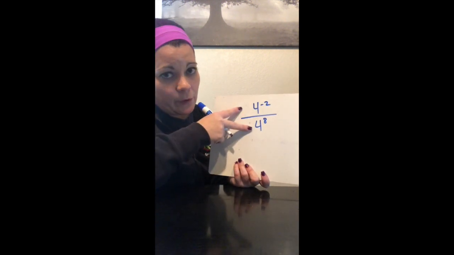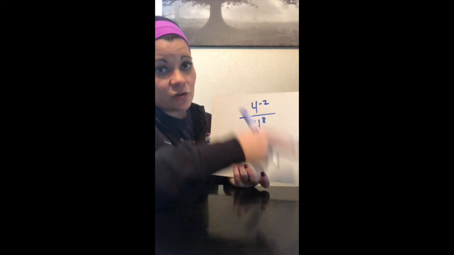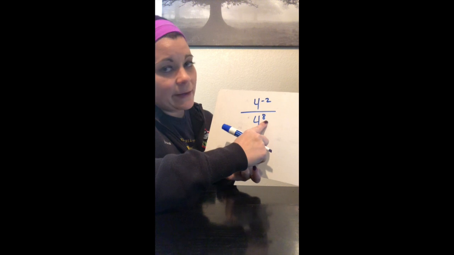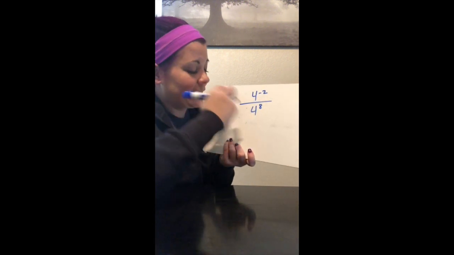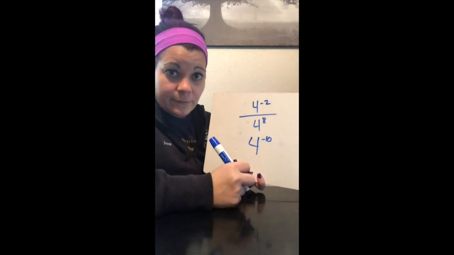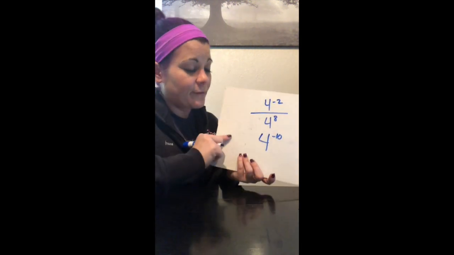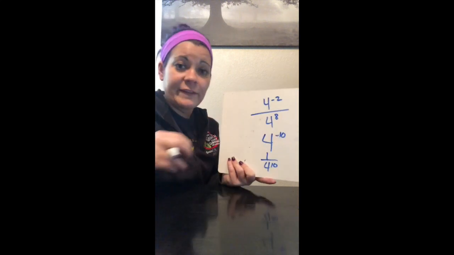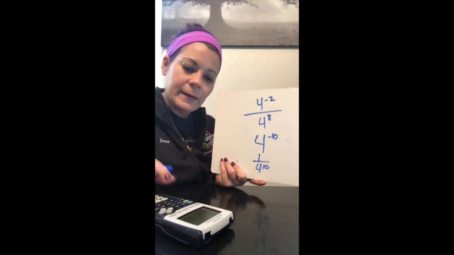But since there is an exponent property rule here of division where we subtract the exponents, I'm going to do that first. Negative 2 minus 8, so that would be negative 10. So we get 4 to the negative 10. And then we can simplify the negative exponent where we get 1 over 4 to the 10th because we have to put it in the denominator.